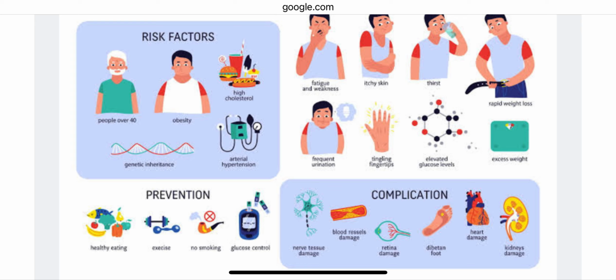125 if we are talking about the fasting blood sugar. The fasting blood sugar level in a diabetic person is more than 125 milligram per deciliter. If we talk about postprandial blood sugar level in a diabetic person, it is more than 200, right?